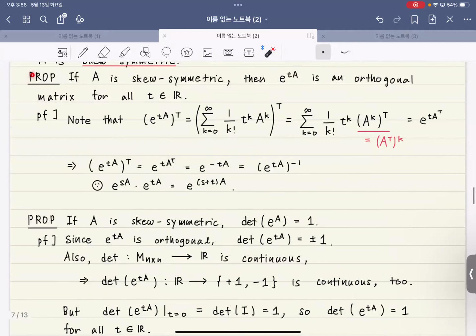Because of the previous proposition, we now know that e^(tA) is always an orthogonal matrix. And the possible determinant of any orthogonal matrix should be either +1 or -1. Why? Because every orthogonal matrix times its own transpose is going to be the identity, right? So its determinant should be either +1 or -1, right? Okay, good.